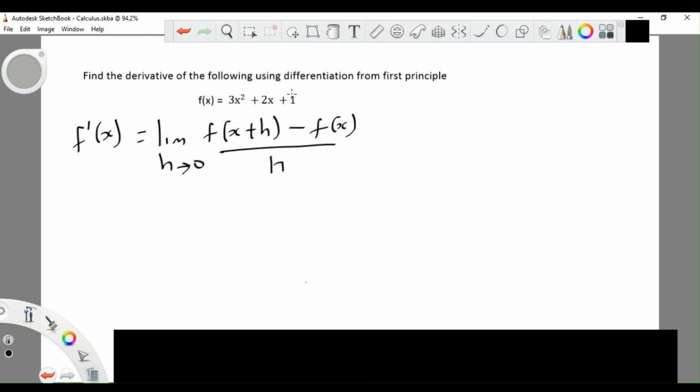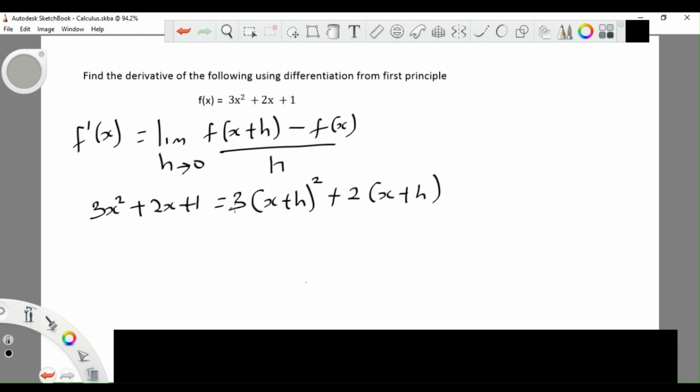Now, we have to work on this right here. So, 3x squared plus 2x plus 1 can be written as 3, open brackets, x becomes x plus h, squared, plus 2, open brackets, x becomes x plus h, then plus 1.